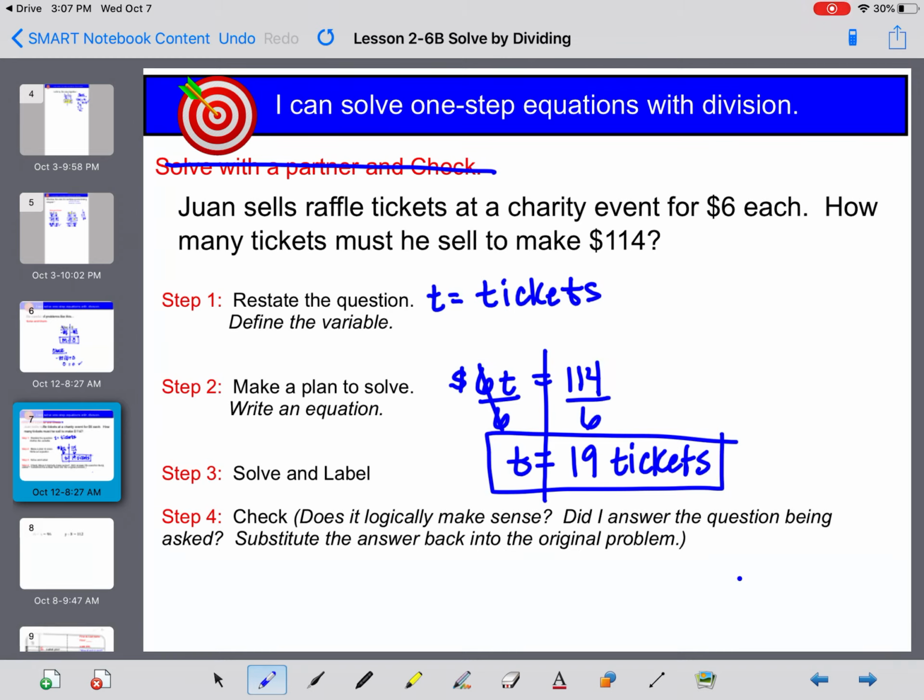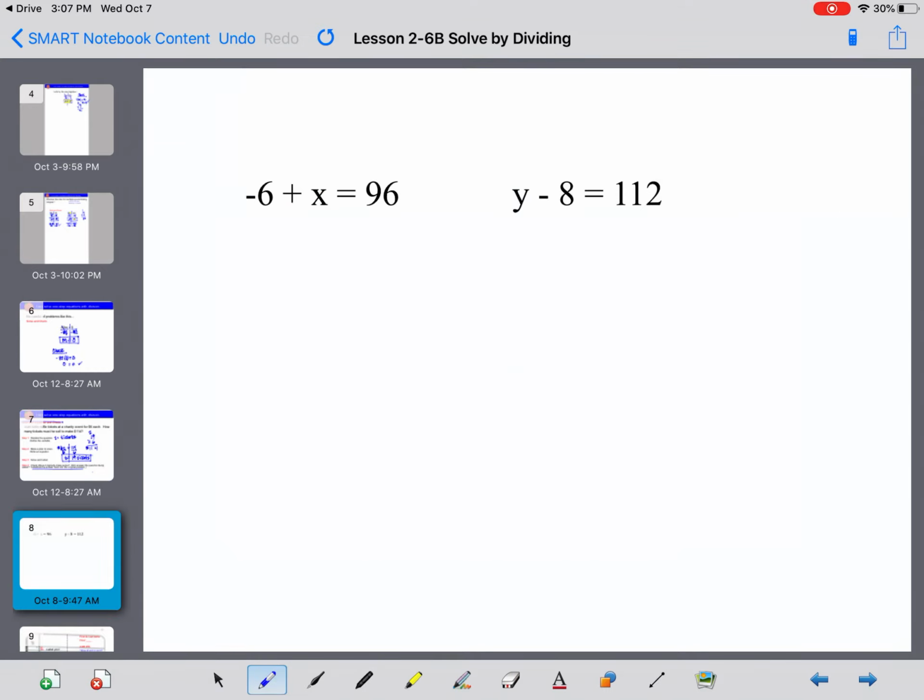So now, check. Does your answer make sense? Did I answer the problem being asked? Yes. And then substitute the answer back in the original problem to be sure. So $6 a ticket times 19 should give me $114. And it does.